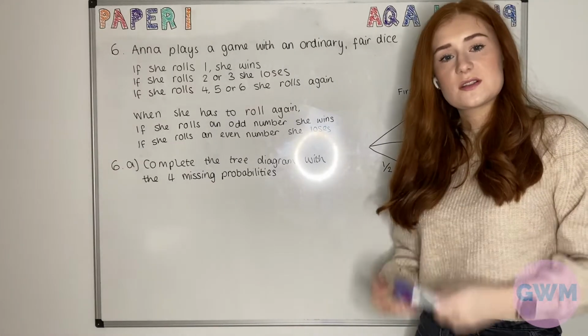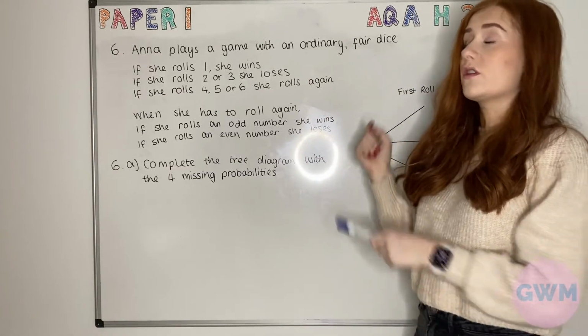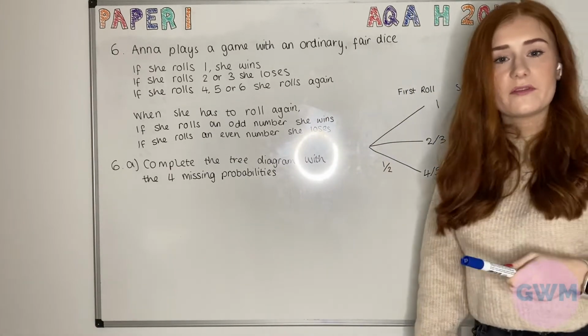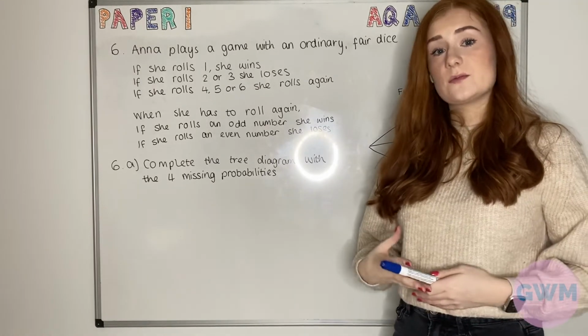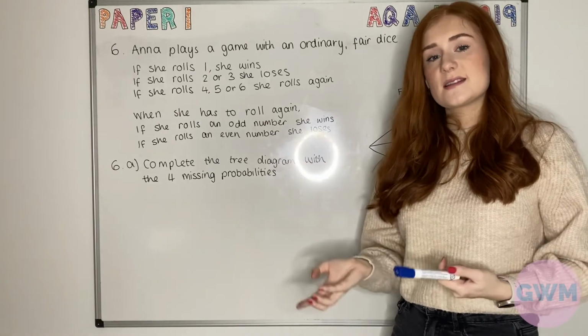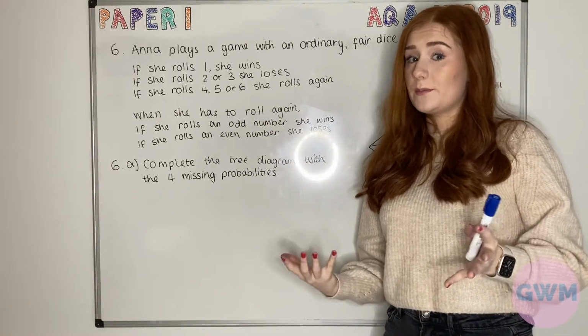Okay, question 6. This is a 2-marker on probability. Anna plays a game with an ordinary fair dice. So remember fair, if it's a dice it means that the probabilities are equal, it's not biased, which means in this case on a dice there's 6 faces, so there's an equal probability of rolling all 6. That's going to be important.